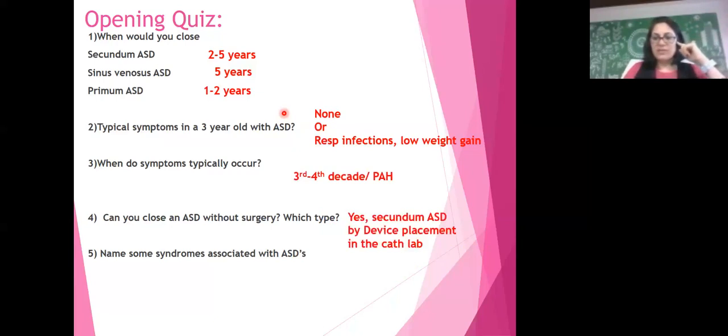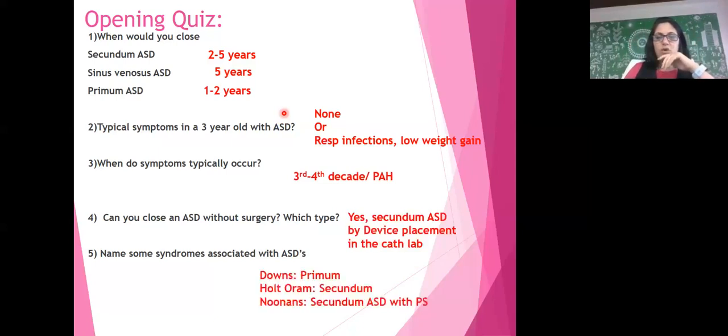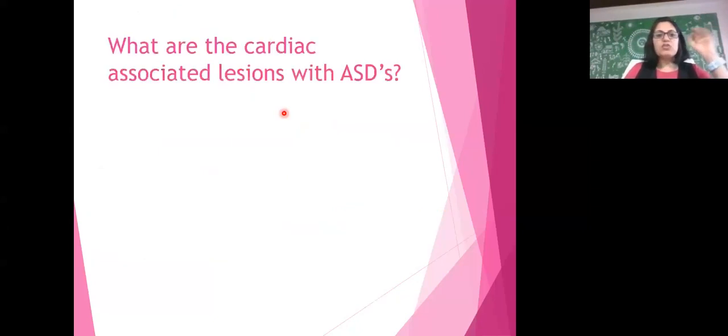Syndromes associated with ASDs? Any syndromes you know of? So Downs could have which type of ASD? Primum. Any other syndromes? Any other you all know of? So Downs, primum ASD, Holt-Oram syndrome, secundum ASD, Noonan syndrome, secundum ASD with PS. Okay, so now let's go over these.